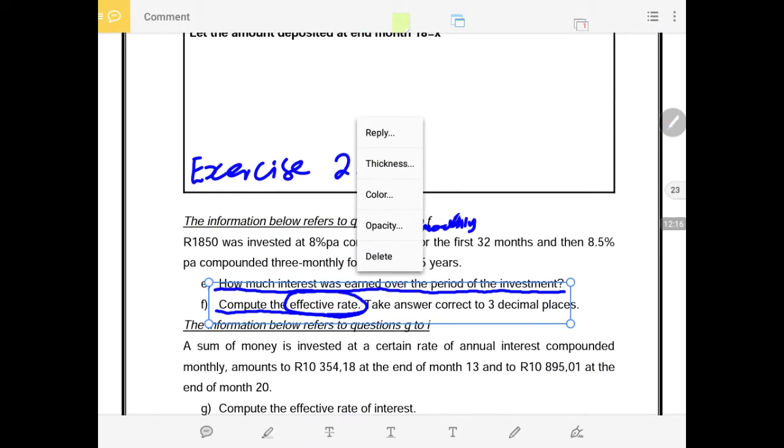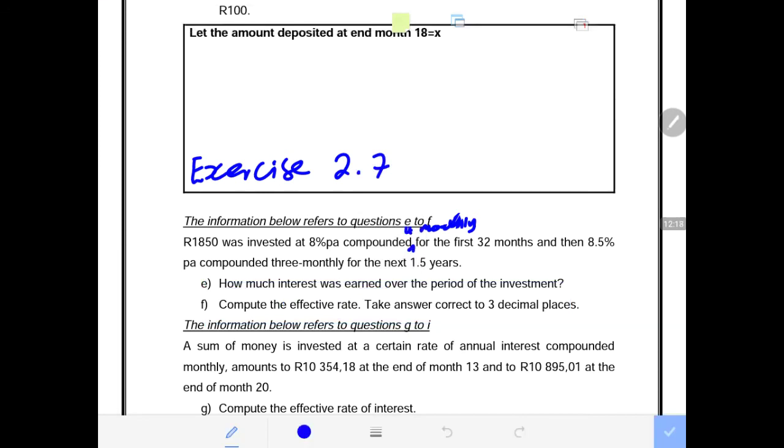Then let us go to number F. Number F says compute the effective rate of interest. Remember, the 8% per annum was compounded 4 monthly, and the 8.5% was compounded 3 monthly.